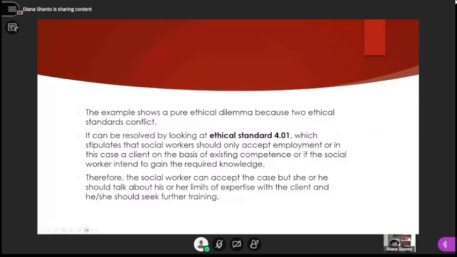Donc, Ethical 4.01 stipulates that you accept a case if you have an existing competence, but you cannot just refuse a case on the basis that you don't have that knowledge. You have to upgrade your skills. Donc, social worker can accept the case, mais il doit upgrade their skill. Look for further training on that issue. Upgrade their skills to be able to work with that client. Donc, faire l'effort to upgrade their skills.